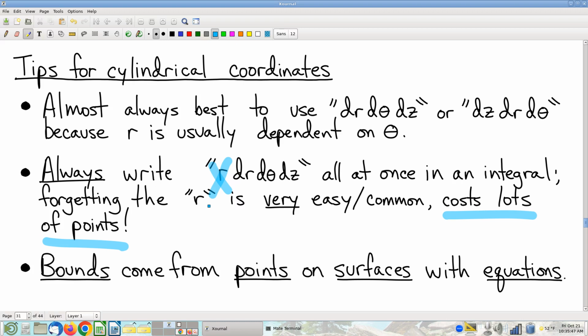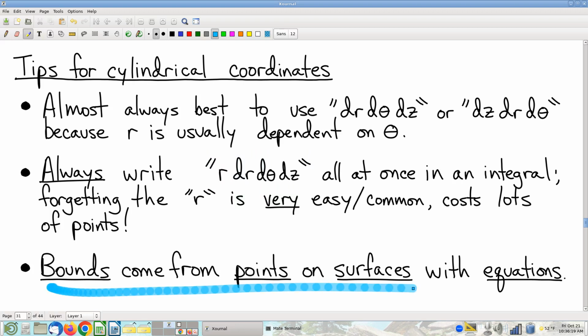So the way to remember it is to have a personal habit, right, procedure, and this is one of my personal rules. I don't ever write down dr d theta dz as part of an integral unless I precede it by, in advance, putting down the R factor. So I always write down R dr d theta dz all at the same time, and that's a big help. So again, I urge you to do the same.